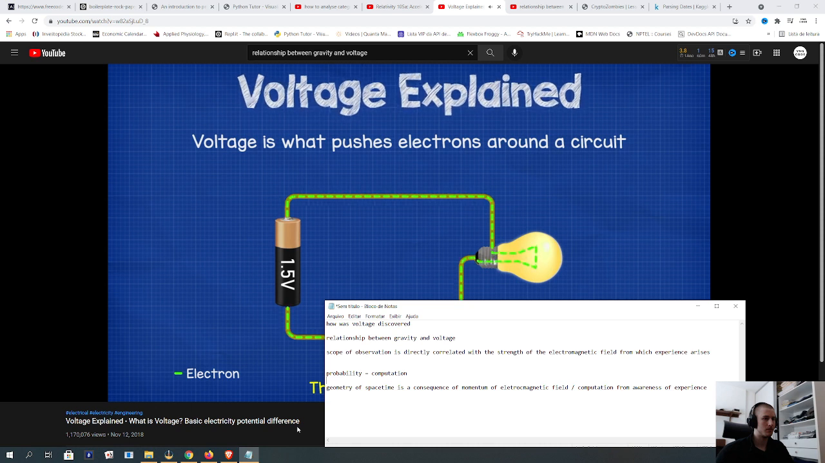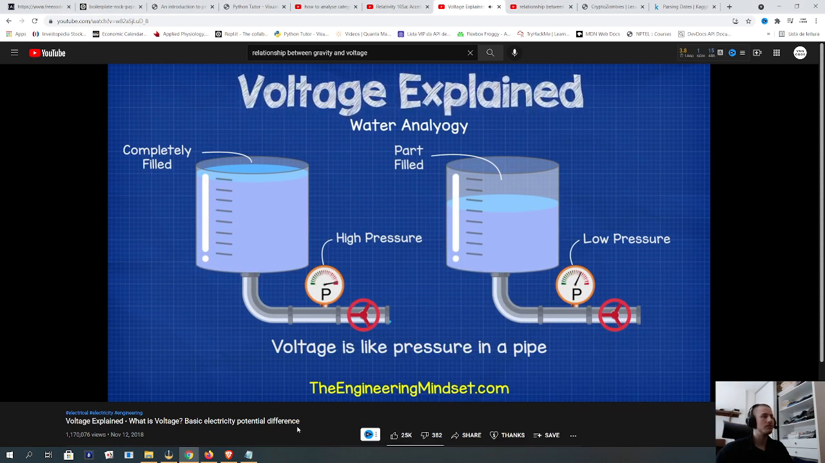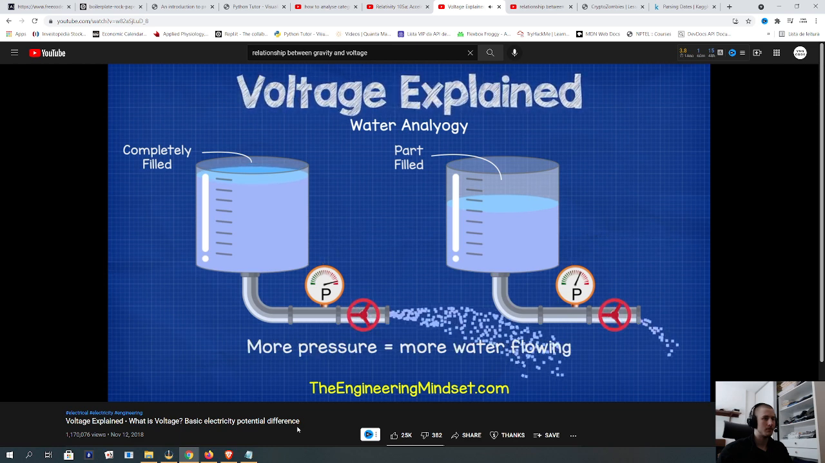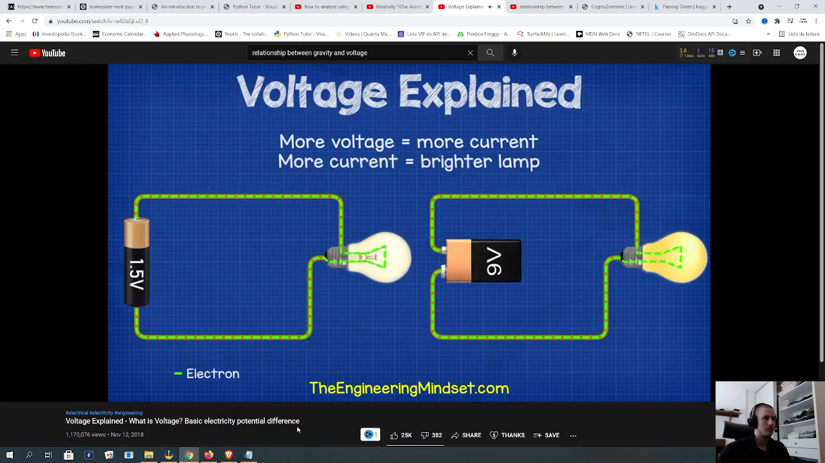It's easy to imagine voltage like pressure in a water pipe. If we have a water tank completely filled with water, then the mass of all that water is going to cause a huge amount of pressure at the end of the pipe. If we have a water tank that's only partly filled, then there will be much less pressure in the pipe. If we open the valve to let the water flow, then more water will flow at a faster rate from the high pressure tank compared to the low pressure tank. The same with electricity. The more voltage we have, then the more current can flow.